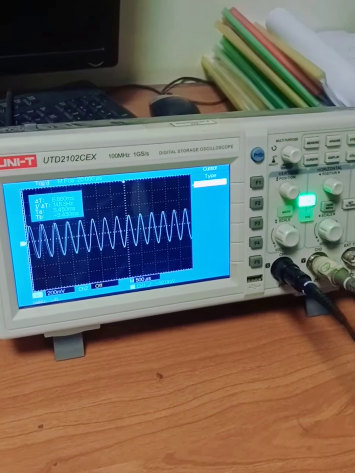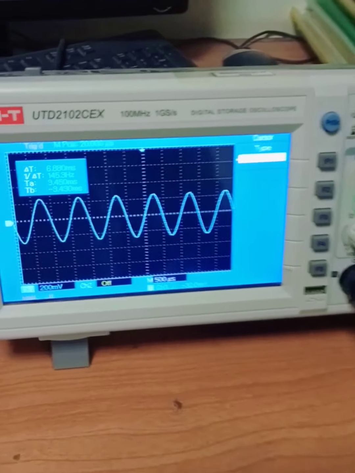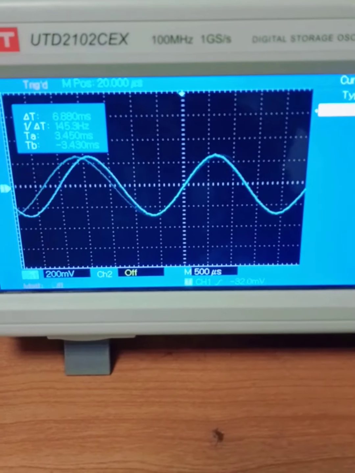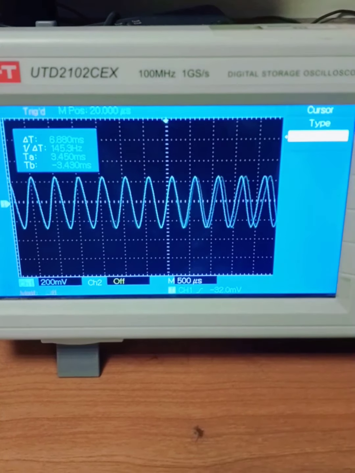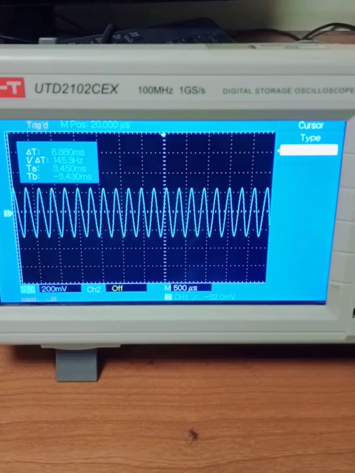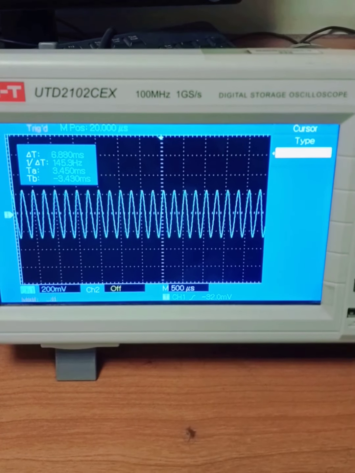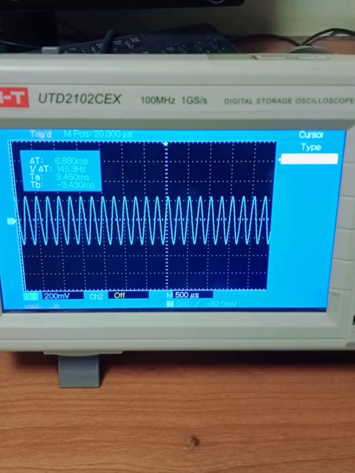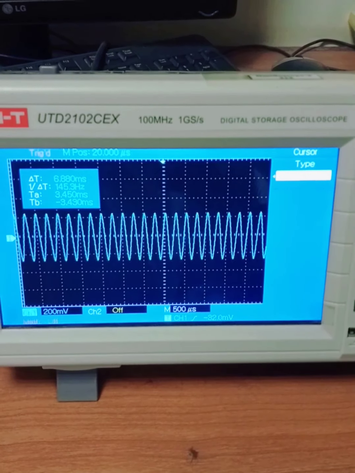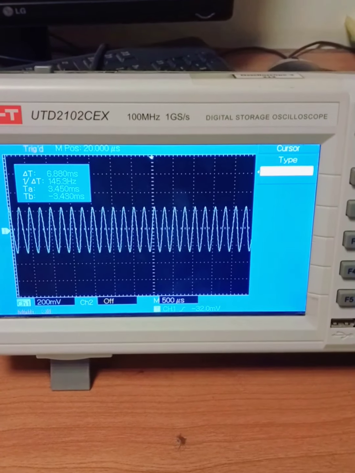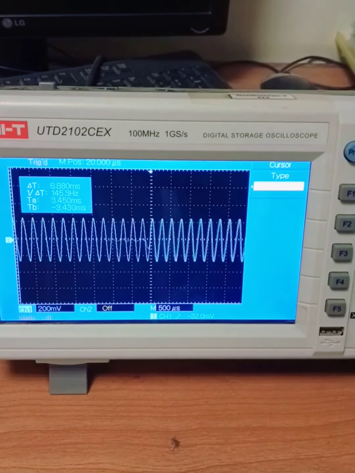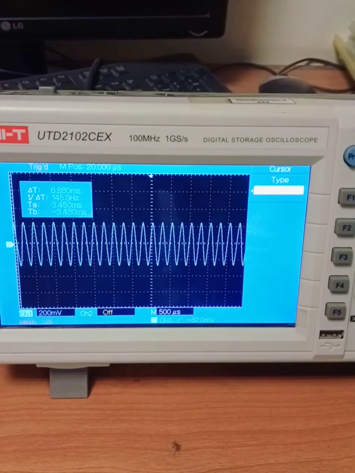You can see here we are varying the frequency. This is decreasing the frequency to the minimum range and also increasing the frequency to the maximum range. So this is how we can set the frequency of the message signal. This is the demonstration of our message signal, that is the audio signal, or we can say it as a baseband signal. Now we will see the demonstration of the carrier signal.